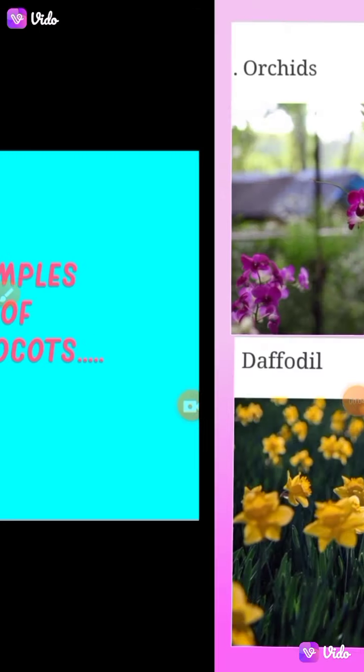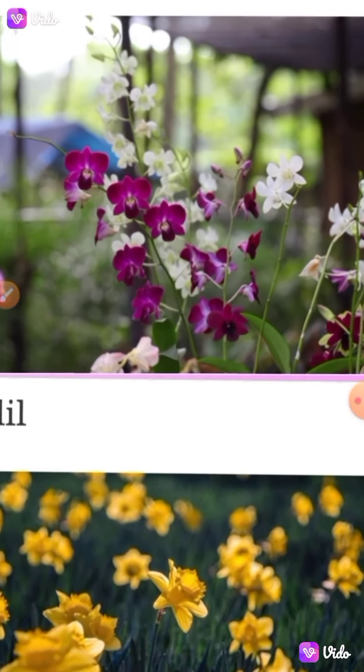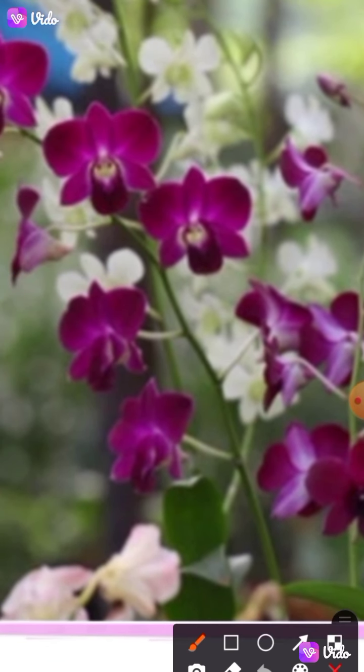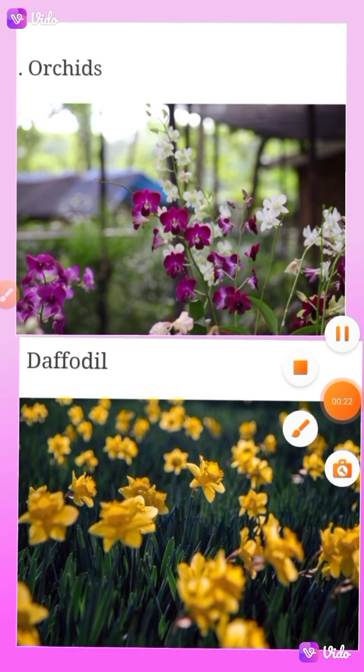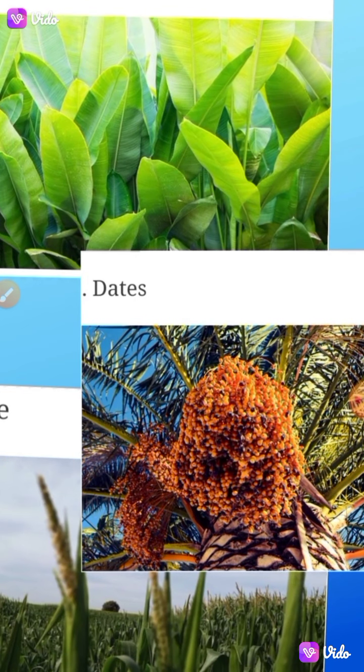So now let's take examples of monocotyledons. For example, orchids and daffodils. Here you can see that the flower petals are present in multiples of 3. There are 6 petals visible, as you can see, 1, 2, 3, 4, 5, 6. So let's see more examples like banana trees, dates, maize. Here in the banana tree, you can see that the leaves have parallel venation.